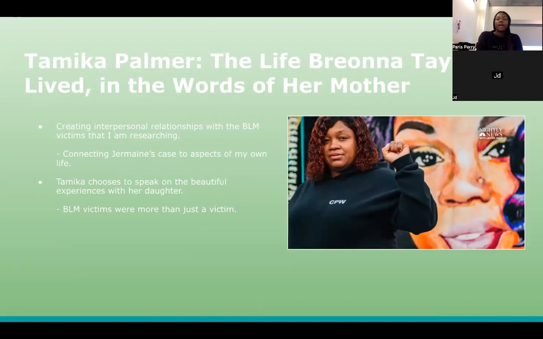So my second artifact would be Tamika Palmer, The Life of Breonna Taylor, and in the words of her mother. In this activity, we used our senses, picking out specific parts of the podcast where we saw Tamika Palmer using her senses to portray to the audience. This was really interesting because I never took the time to look at an article and ask, when are they using a hearing sense? When are they using a visual sense? When are they using a taste sense? Just to provide a more interpersonal relationship with the reader.